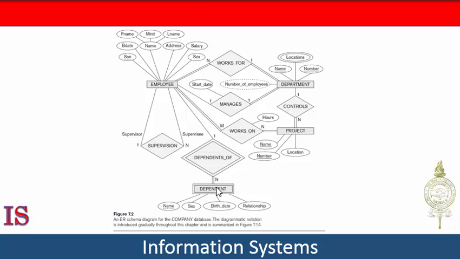Dependents of is a relationship type between employee and dependent, which is also an identifying relationship type. You see the double line for the weak entity, dependent.